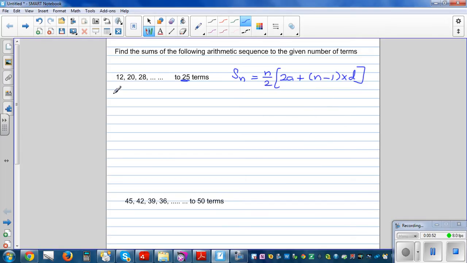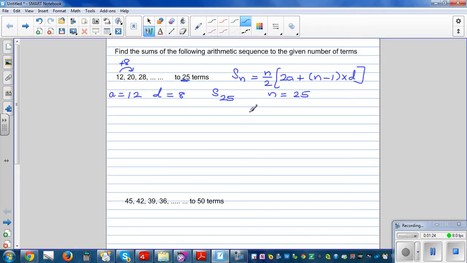So a is the first term, so a is clearly 12, and d is the common difference. The common difference is 8, because this is going up in 8s. This is the common difference of plus 8, or we'll write 8. And you want to find S25, that's the question. That means you want to find the sum of the first 25 terms of this arithmetic sequence. So that means n is 25.